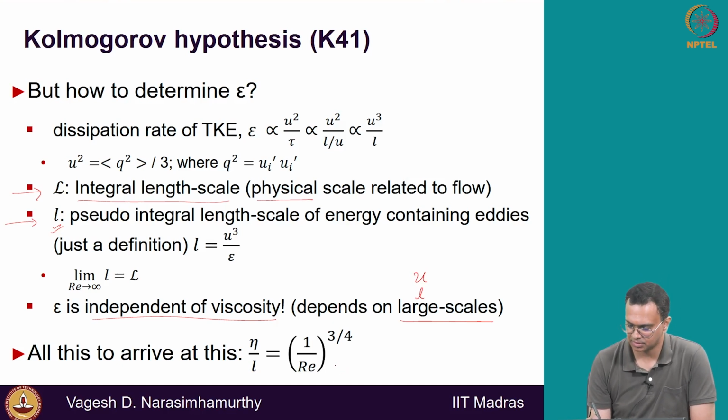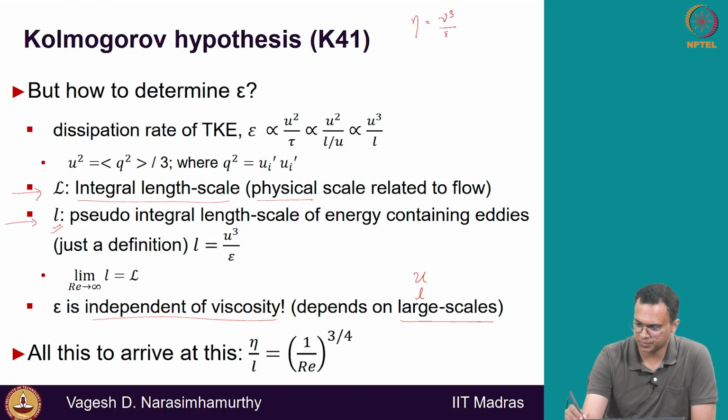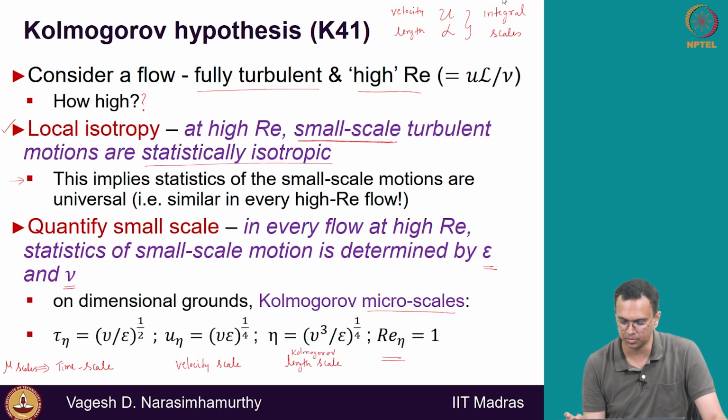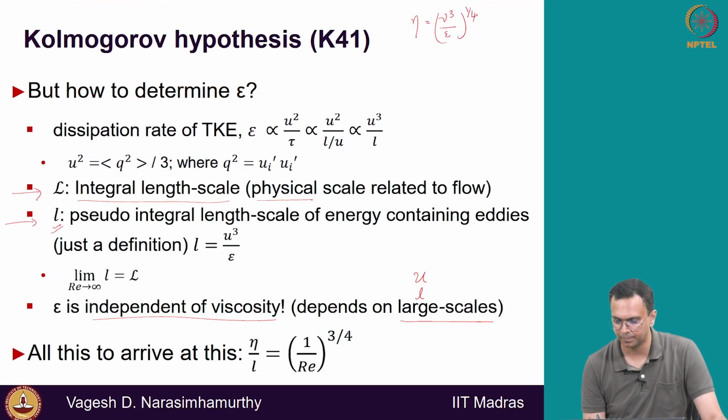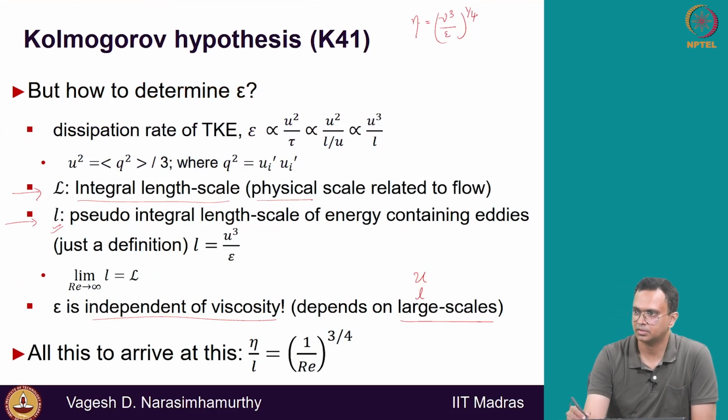So how did I arrive at this? Now you can see that eta is nu cube by epsilon raised to 1/4. That's the formula we used. You can go back and see, that is the formula here. The Kolmogorov length scale eta is nu cube by epsilon raised to 1/4. Okay, so now epsilon I know, which is U cube by L. So I can substitute here, nu cube by U cube by L, raised to 1/4.